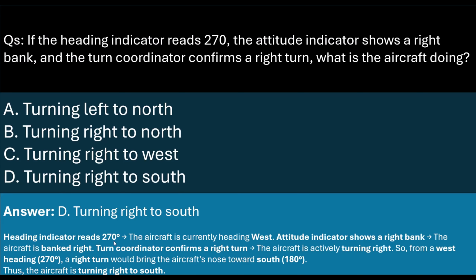So let's see. Yes, turning right to south. The heading indicator reads 270 degrees. The aircraft is currently heading west. The attitude indicator shows a right bank. The aircraft is banked right. The turn coordinator confirms a right turn. The aircraft is actively turning right. From a west heading, a right turn would bring the aircraft nose toward the south, 180 degrees. It's turning from 270 degrees west to 180 degrees south. Thus the aircraft is turning right to south.